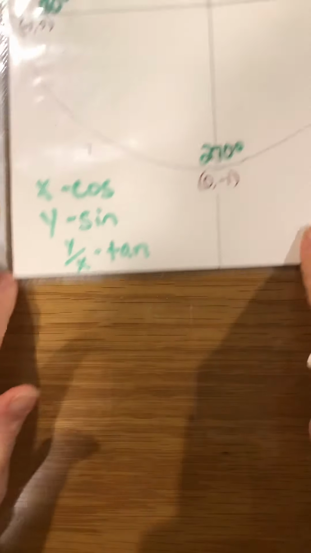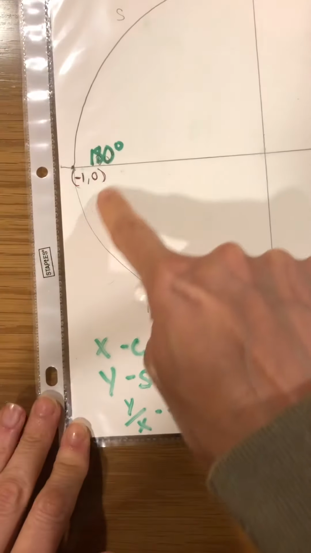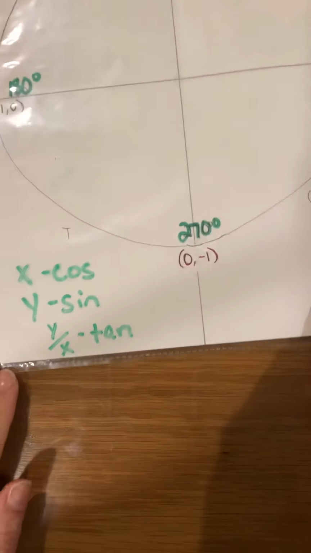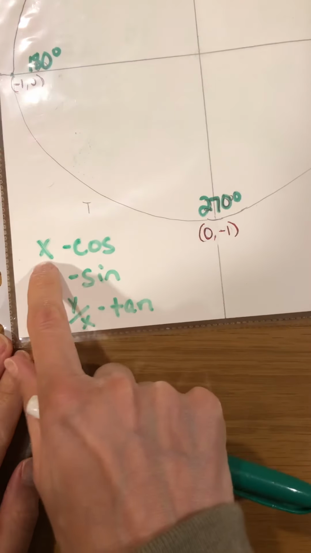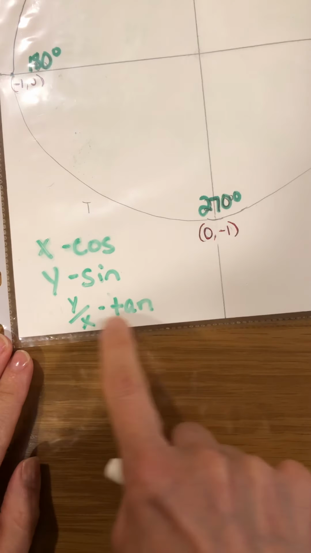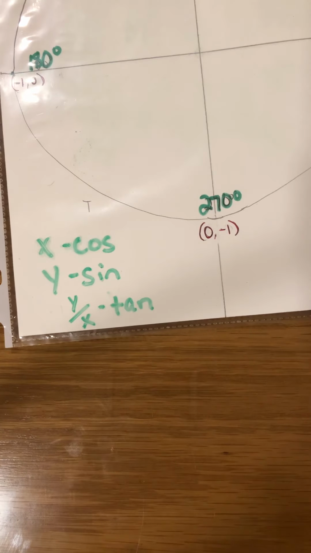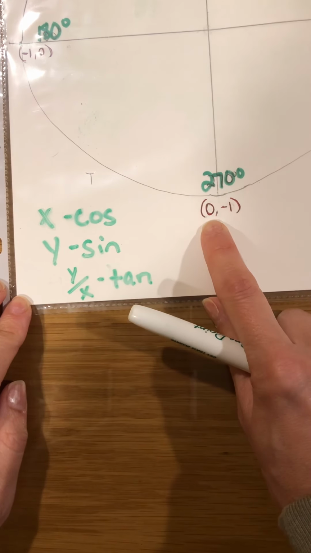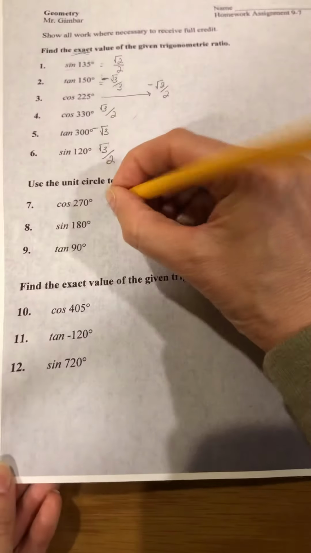So if you're looking for either 0, 360, 90, 180, or 270, anything that falls right on the x or y axes, you're just going to use the ordered pairs and remember this: cosine x, sine y, tangent y over x, or sine over cosine. So you probably want to write that down somewhere too. Okay, so number 7 is cosine of 270. Here's 270. Cosine is the x value. So x value here is 0. That answer is 0.